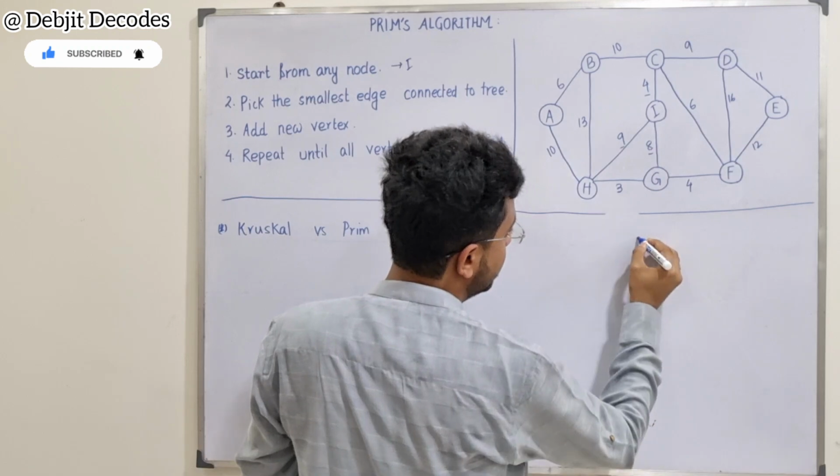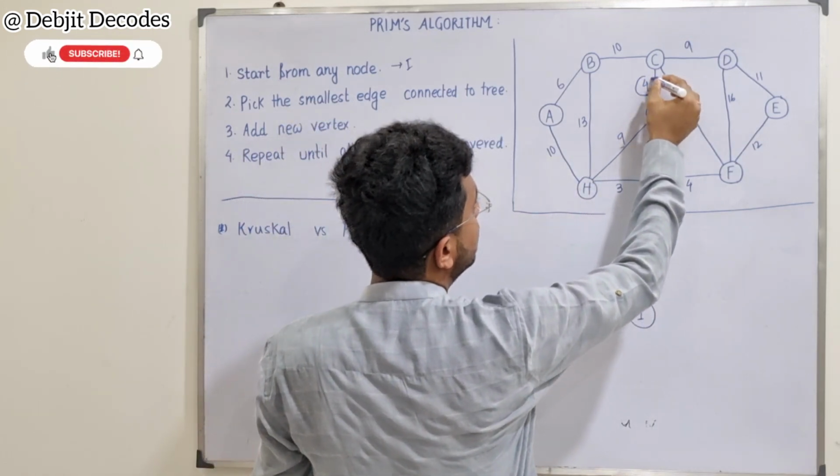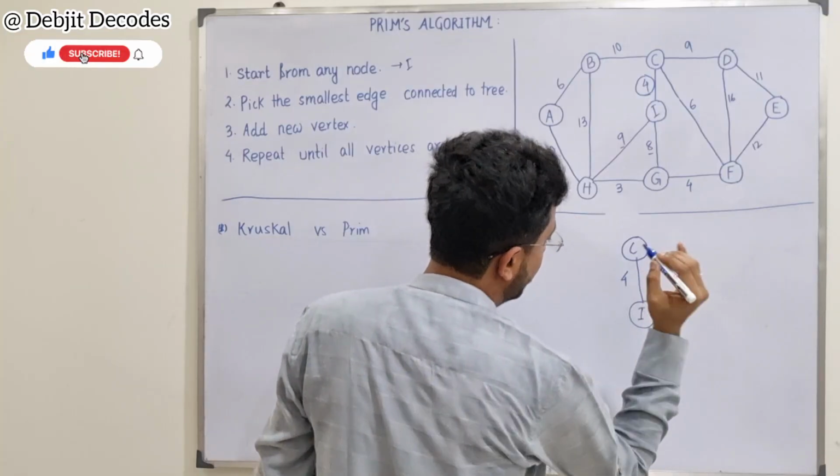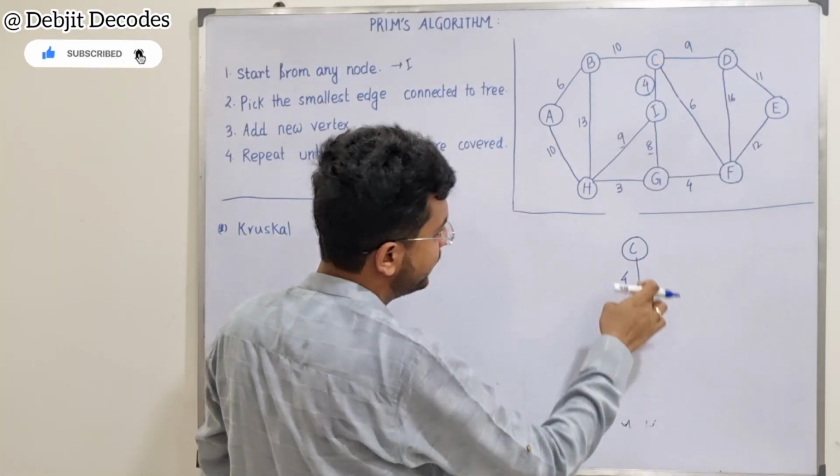C is being picked. And what is the value? The value is 4. This value is picked. Right? Now whenever we have reached C, now this is the tree.